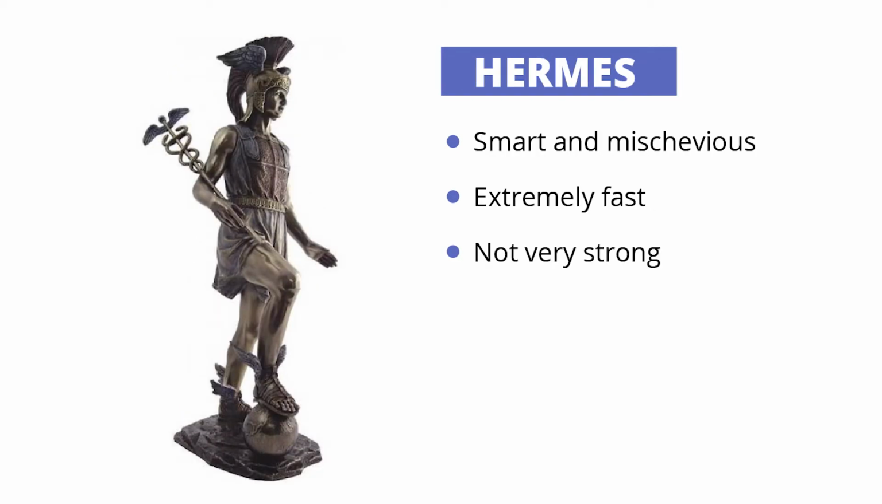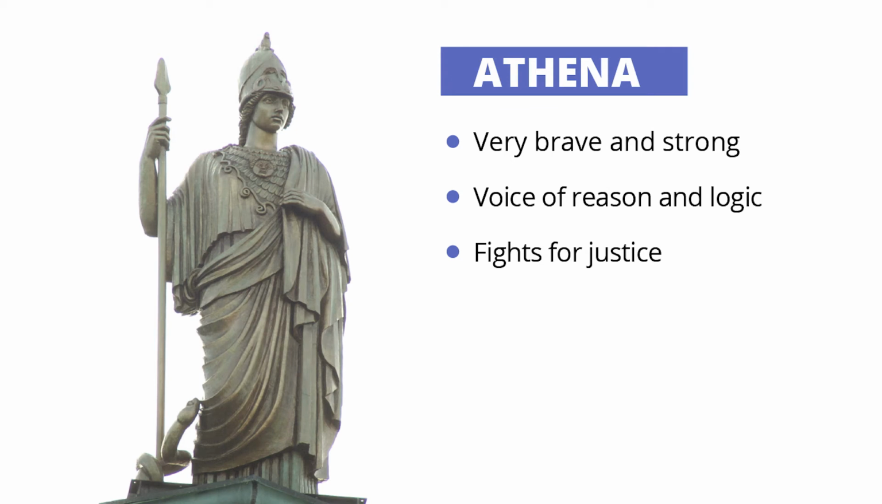We have Hermes. He was basically the messenger for the other gods. He wasn't as strong as Hercules, but he was extremely fast and also extremely smart. Then we have Athena, the goddess of reason and warfare. Unlike Aphrodite, she was all about war. She was born full grown and wearing a set of armor. However, she was a force of good, representing wisdom and purity.